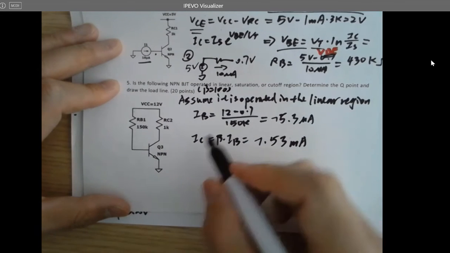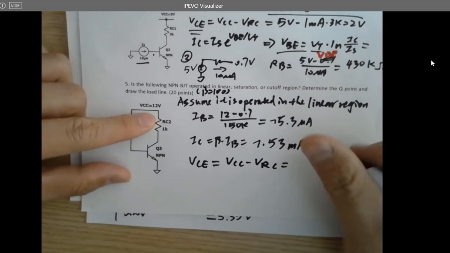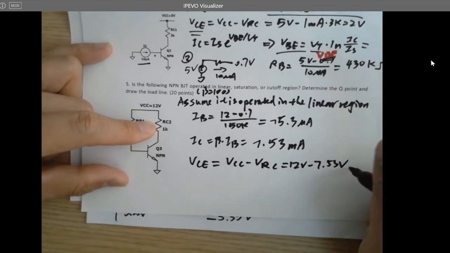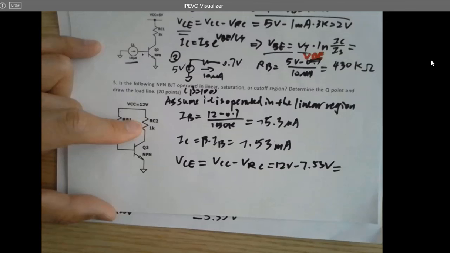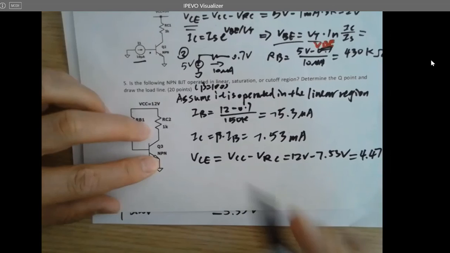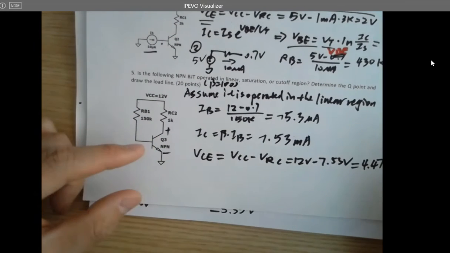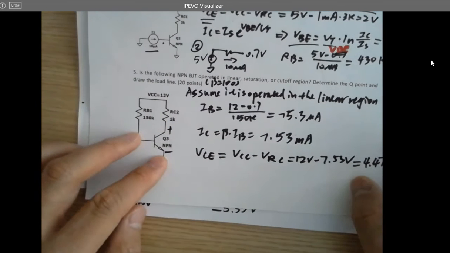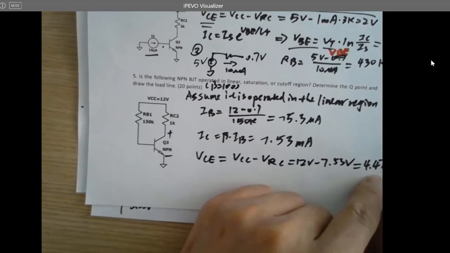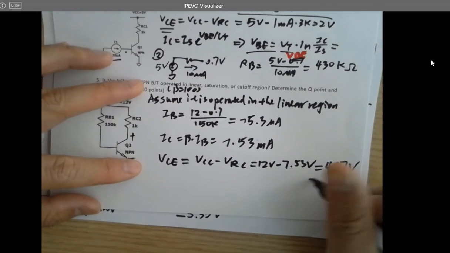And so VCE equals VCC minus VRC, which is 12 volts minus the voltage drop across this resistor, which is 7.53 volts. Apparently this is larger than this, and you're getting 4.47 volts dropped over VCE. The requirement to make the BJT operate in the linear region is to have VCE larger than VBE. Your VBE is only 0.7-something volts, so 4.47 volts is definitely larger than VBE. So it's in the linear region.